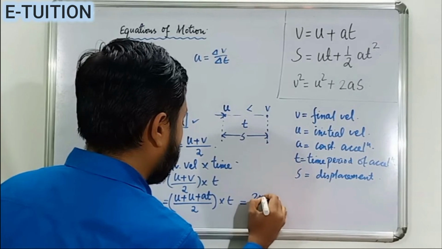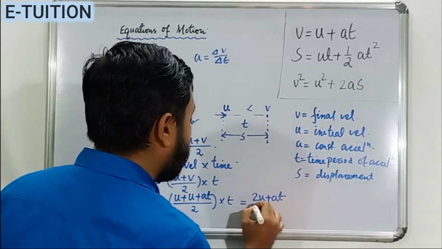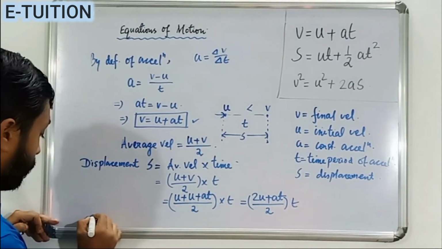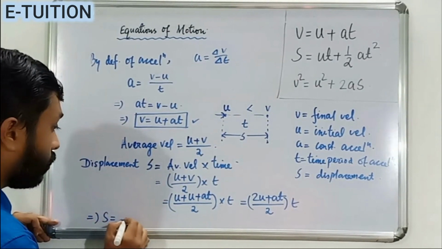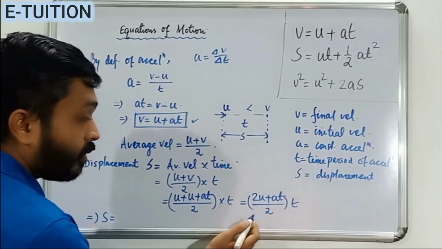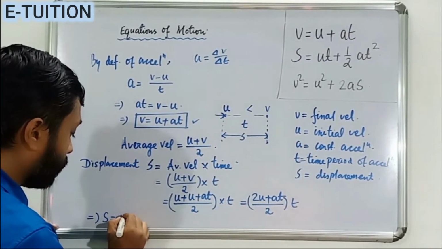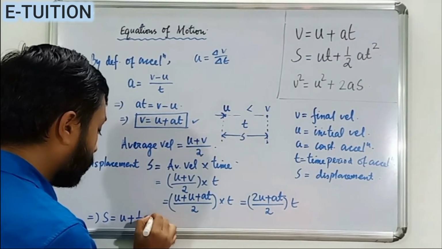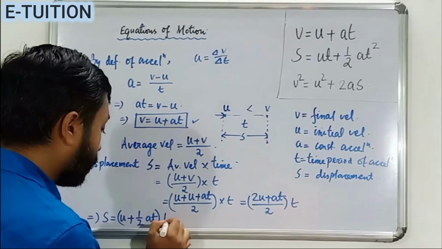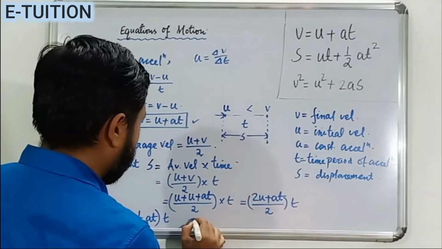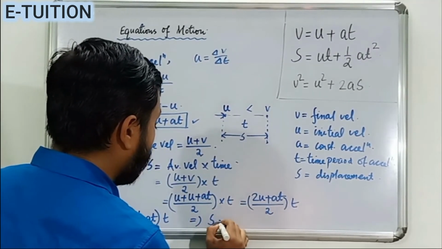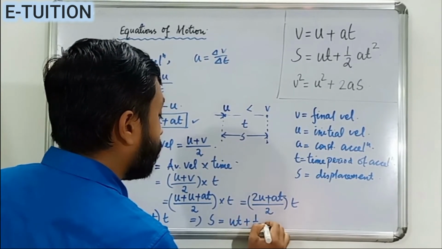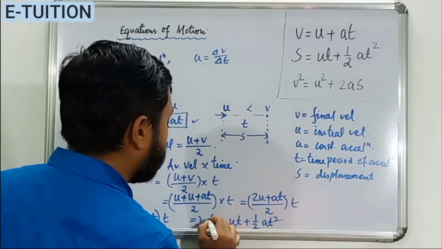So 2u plus at by 2 into time is equal to 2u by 2, how much? Is u. At by 2 is half at, multiplied by the time. So finally we have ended up getting the equation s is equal to ut plus half at square, isn't it?